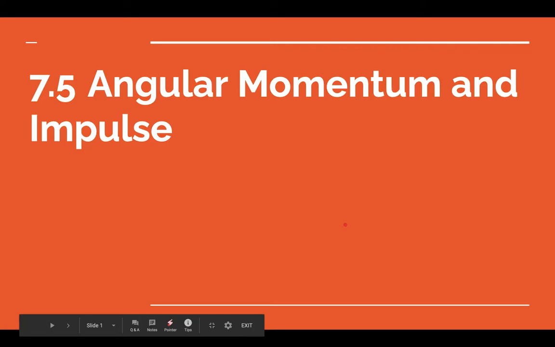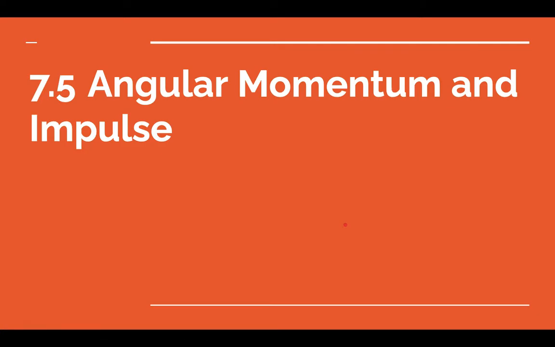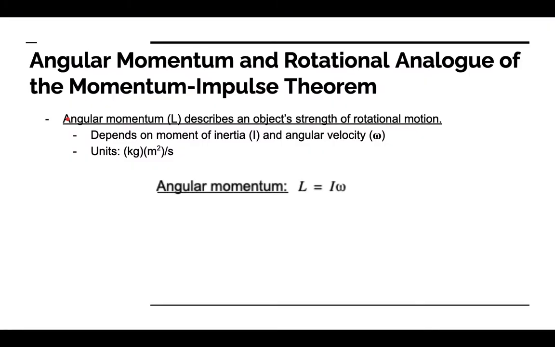This last lesson of our unit, we're now going to look at the angular/rotational analog of linear momentum. Angular momentum and impulse, the topic for 7.5. So angular momentum and the rotational analog of the momentum impulse theorem.